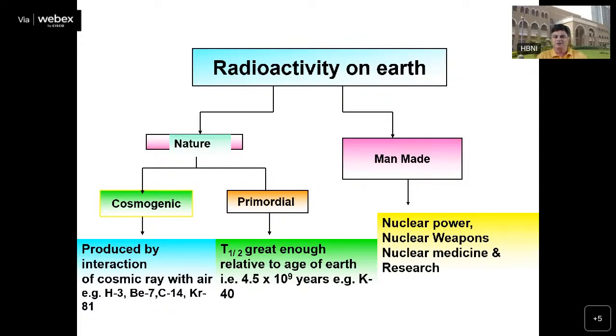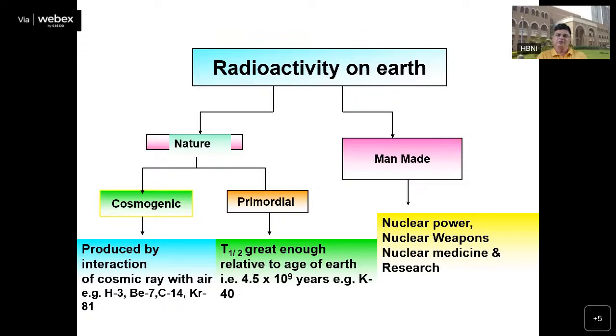They have a very large half-life, actually. That's why the half-life is great enough, comparable to the age of the Earth. For example, potassium-40 has a half-life of 4.5 × 10^9 years. I think in the case of uranium it is about 10^10. I don't remember the exact half-life of uranium right now, but I think it's of the order of 10^10 years.